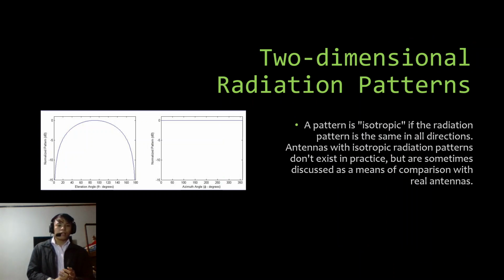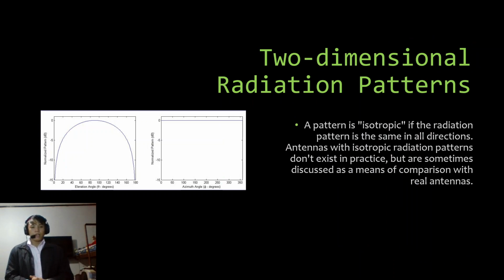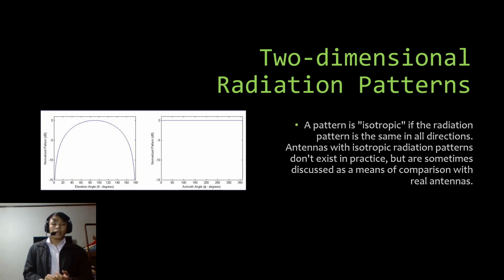So, two-dimensional radiation patterns. A pattern is isotropic if the radiation pattern is the same in all directions. Antennas with isotropic radiation patterns don't exist in practice, but are sometimes discussed as a means of comparison with real antennas.